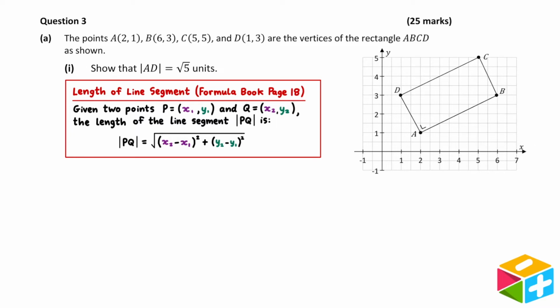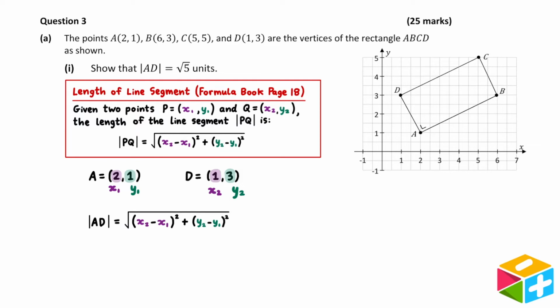We want to find the length of the line segment from A to D. So these are the 2 points of interest. A = (2, 1) and D = (1, 3). To use our formula, we should label the first point as x1, y1, and the second point as x2, y2. From here, it's a matter of subbing into the formula and doing some calculator work.